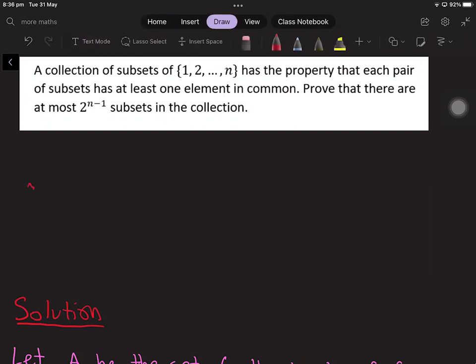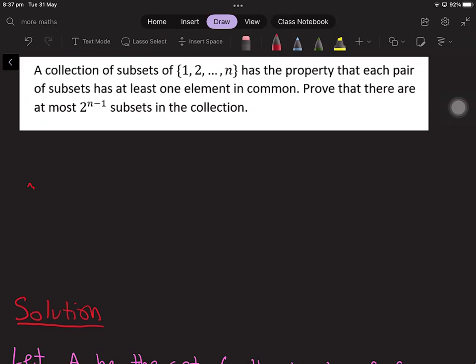In this video, we'll have a look at the following combinatorics problem. A collection of subsets of all the numbers from 1 to n has the property that each pair of subsets has at least one element in common. Prove that there are at most 2 to the power of n minus 1 subsets in the collection.